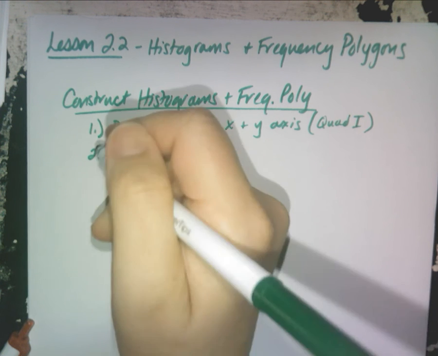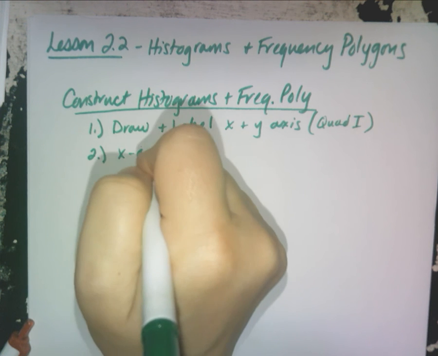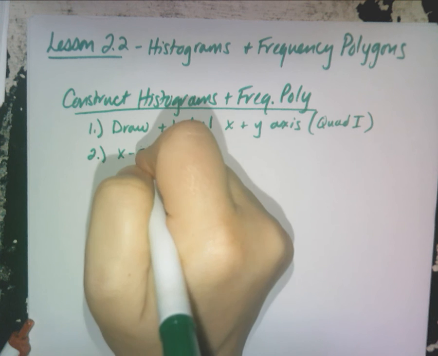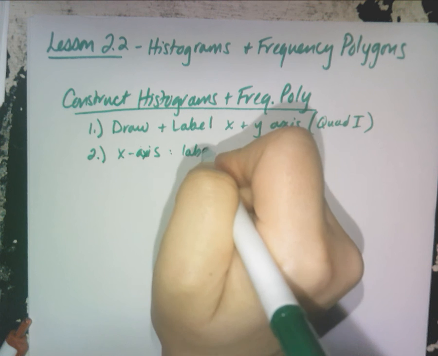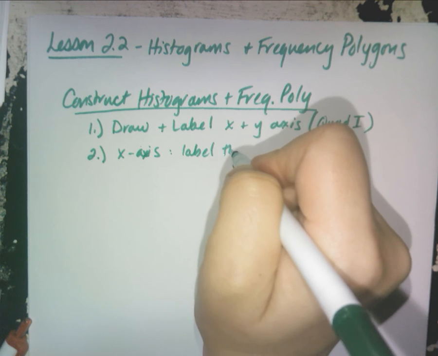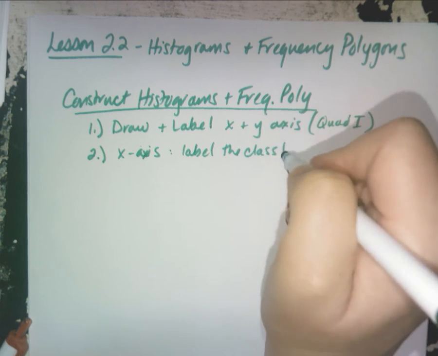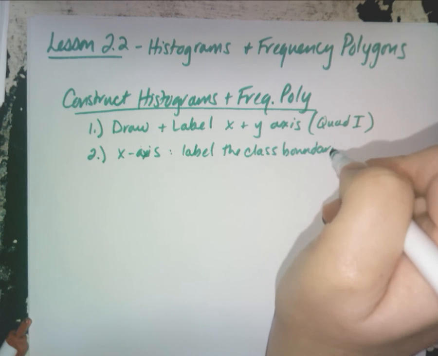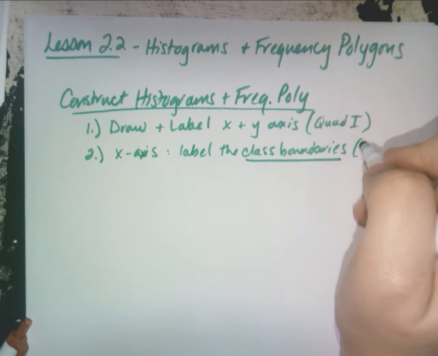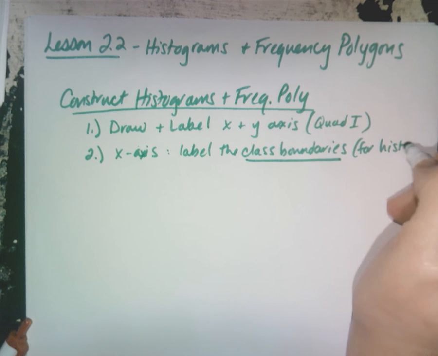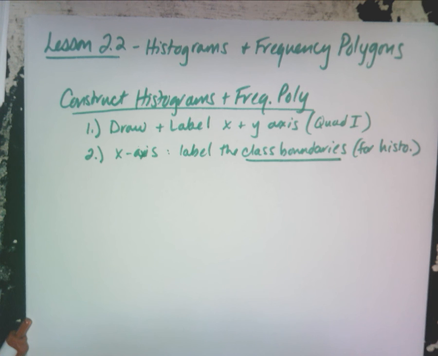Step number 2, on the x-axis, okay? On the x-axis, you need to label the class boundaries. That's important for a histogram. So I'm going to write for a histo: you label the class boundaries on the histogram.